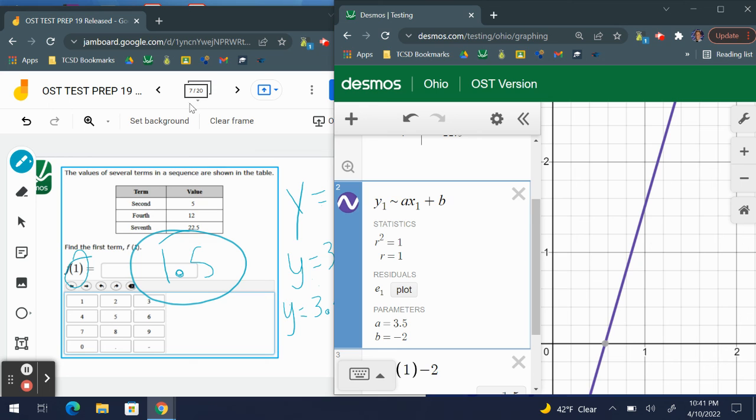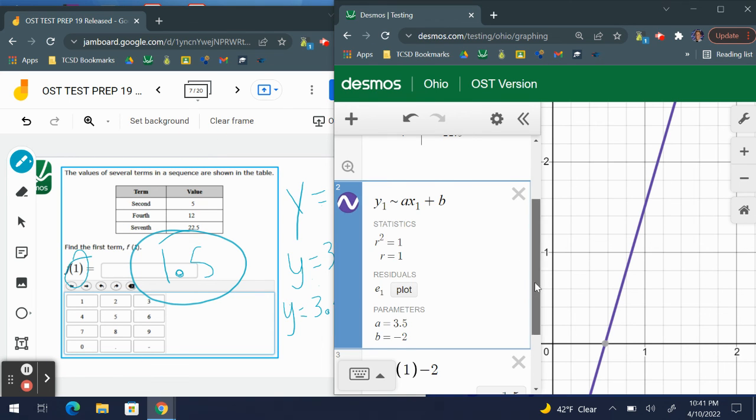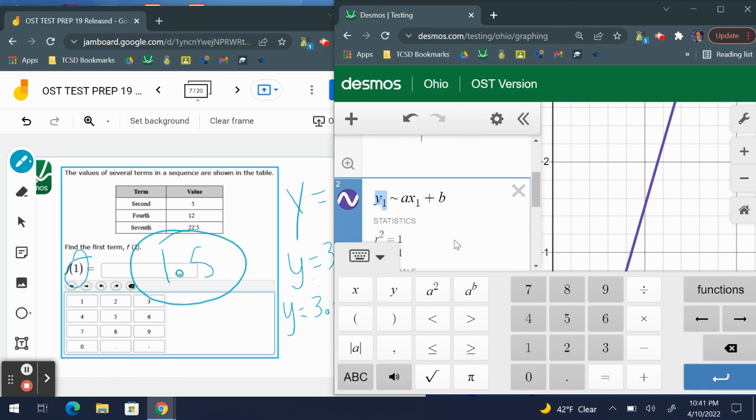Any questions? I hope that tool is very useful. Again, the only negative is they don't give us this linear regression. We're going to have to memorize that sucker right there. Y1 squiggle A times X1 plus B. All right. Hopefully this helps. This is super, super friendly when it comes to Desmos.